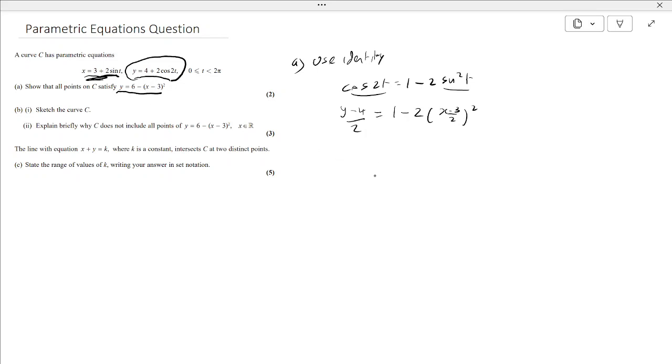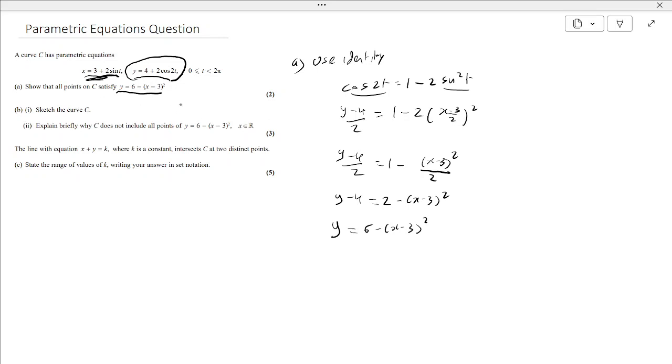So let's deal with this squared term. So x minus 3 squared, and then I have 2 times, there's 1 over 2 squared, so that's 2 over 4, or 1 over 2. I can times both sides by 2. Arrive at this equation, and the question asks for y as a subject, y equals, so let's add 4 to both sides. And we've got that.